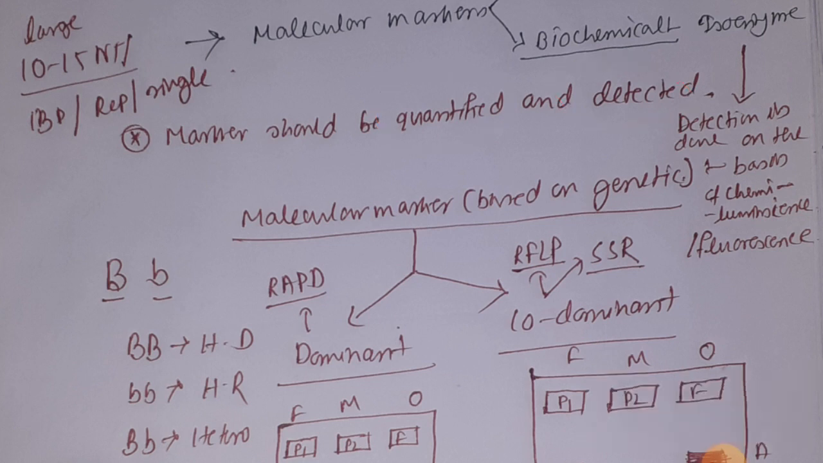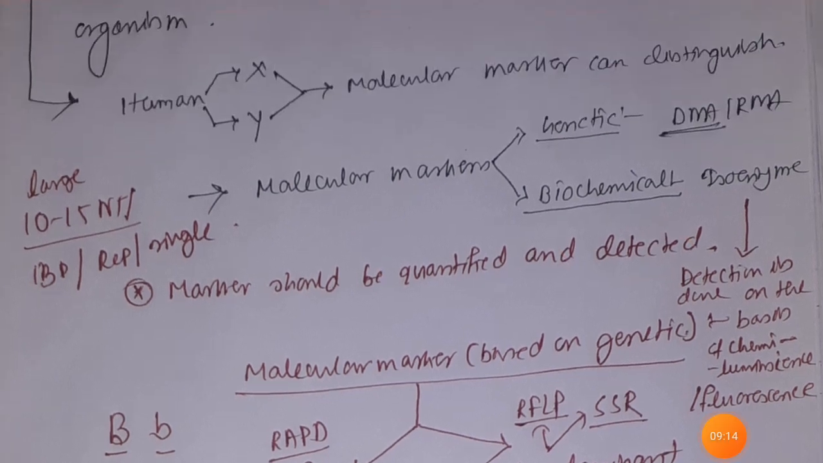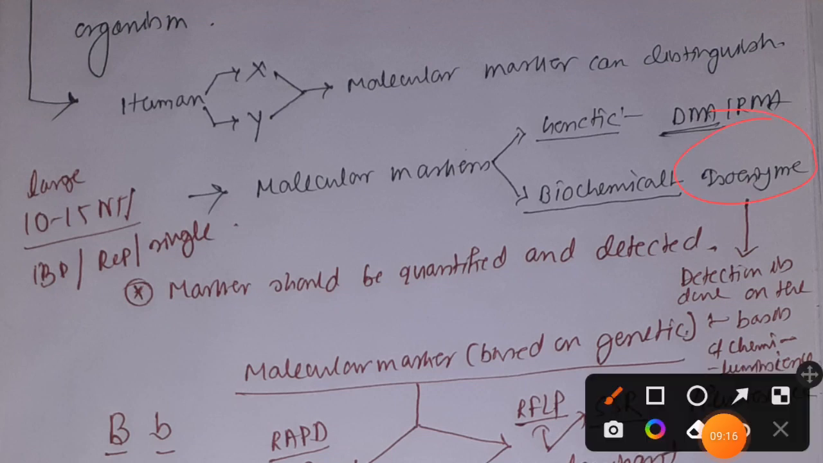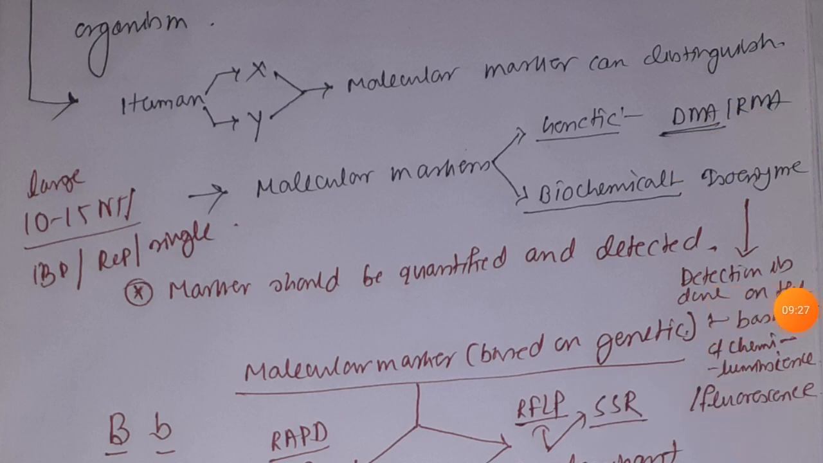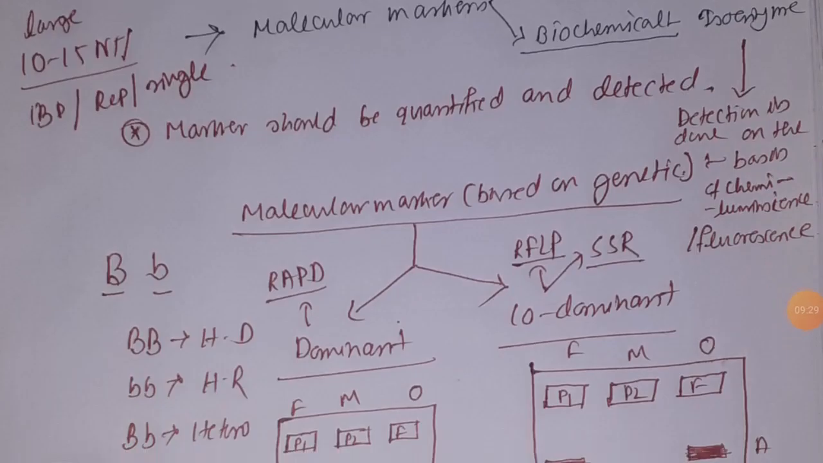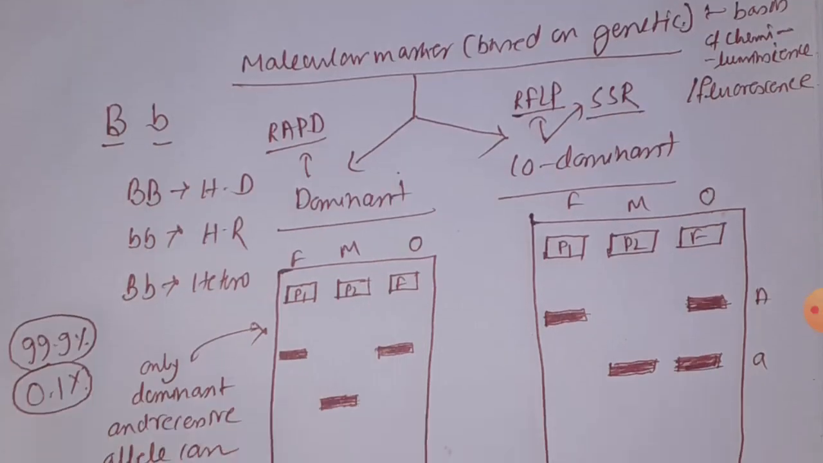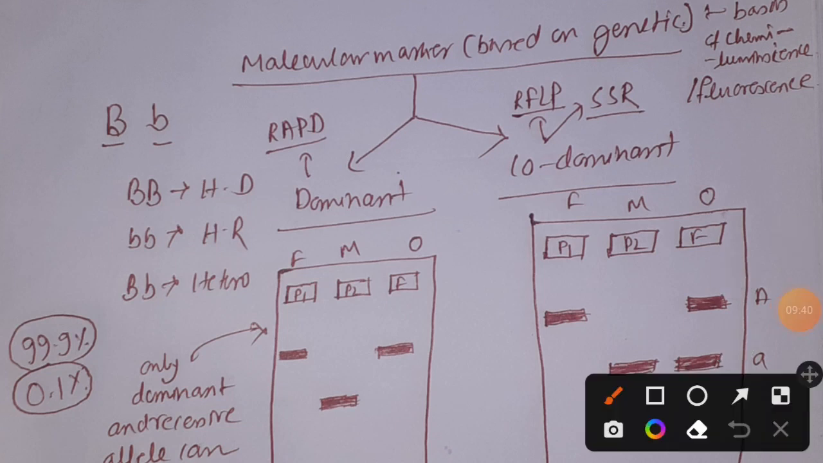Now, whenever we are using isoenzymes, we can detect them with the help of chemiluminescence or fluorescence. And the fluorescence technique can also be used in the case of DNA, where we are using hybridization. We have already discussed hybridization in our colony PCR video and other videos that we have discussed until now, right?